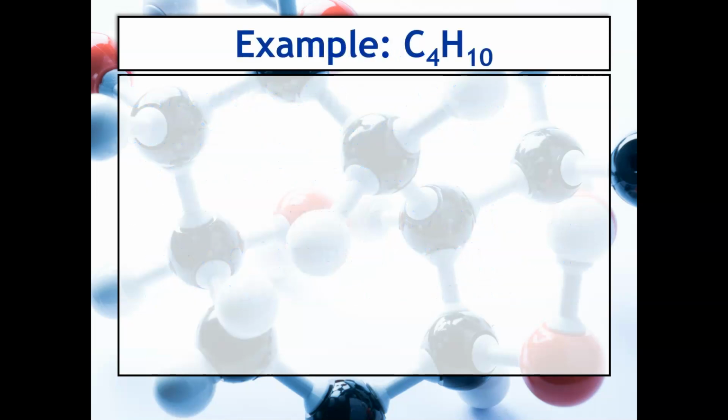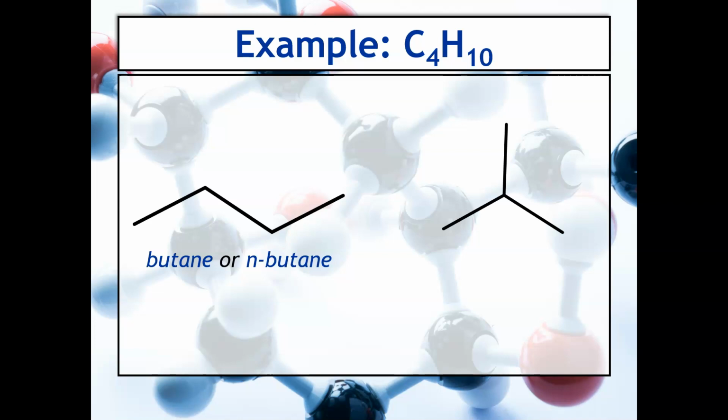For example, C4H10. You can write C4H10 like this as a straight chain, which we call butane or n-butane, n meaning normal. Or you could write it like this, where it would be 2-methylpropane. Both of these are isomers of butane because they have the same chemical formula but different connectivity.